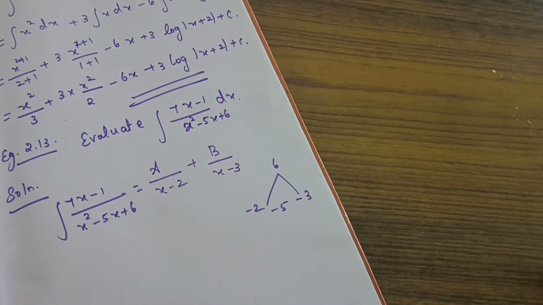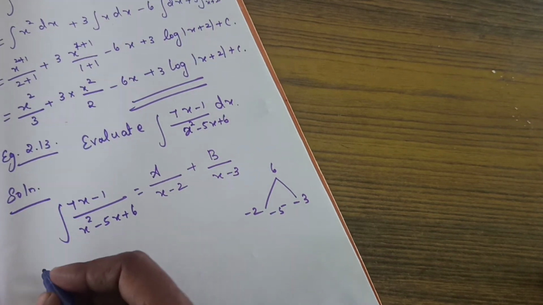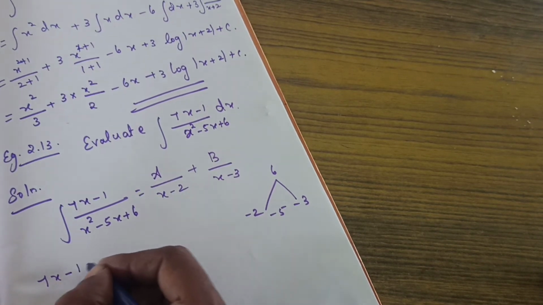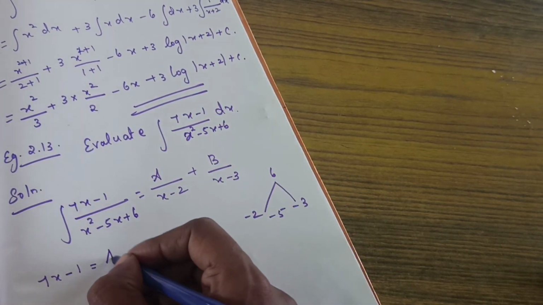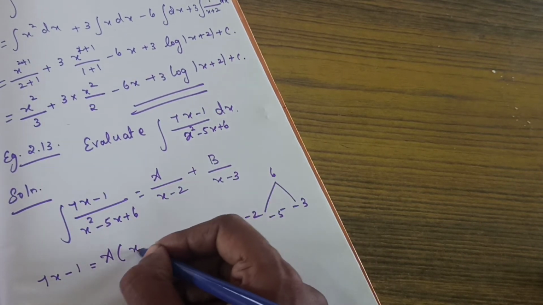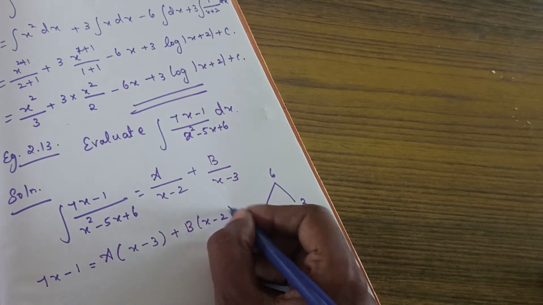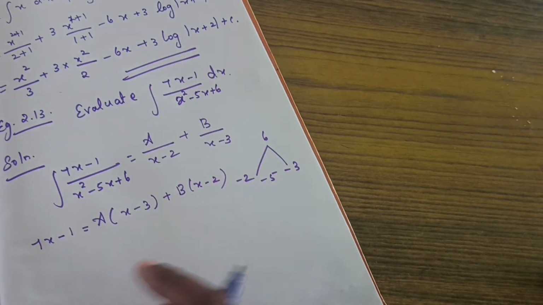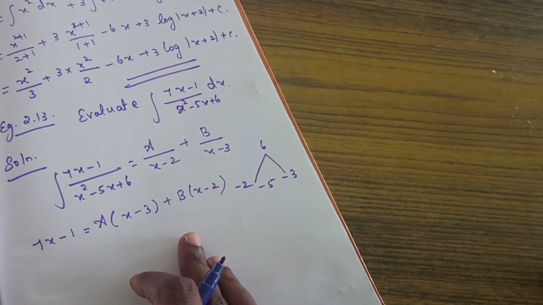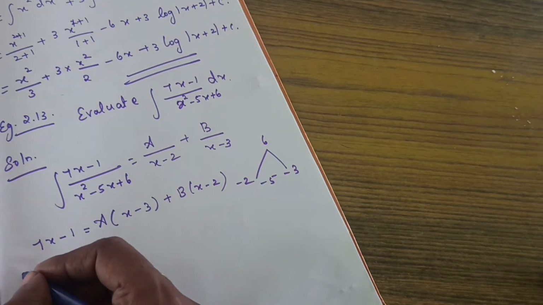Afterwards we can put the integral symbol under. First we will find out. Okay, so how will you write? 7x minus 1 is equal to, we will take the LCM. Is it right? So a into x minus 3, then plus b into x minus 2. This last year you have learned. Then we will find out this a and b value. Okay, so how we will find?